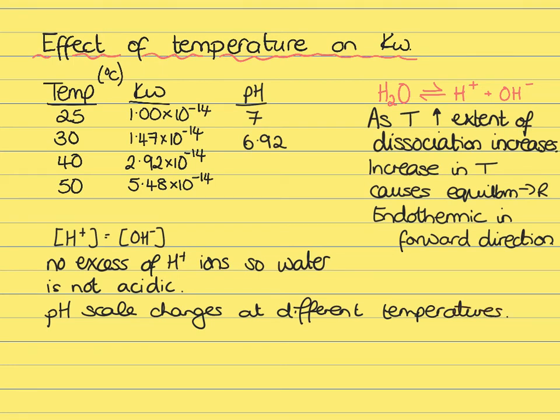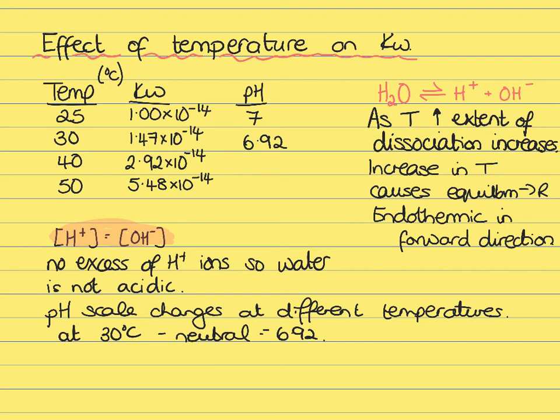So at 30 degrees C, neutral equals 6.92. However, if you do get asked this question as an exam question, you can actually just write what I've put there, which is the concentration of H plus is equal to the concentration of OH minus. That'll get you all the marks. It's the simplest way of writing that.